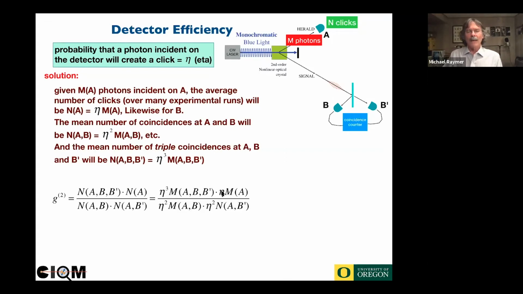But notice a magical thing happens. Here we have n cubed. Here we have eta cubed, eta squared, eta squared. Boom, they cancel. So this means it's a very nice experiment. Even if your detector is only 10% efficient, if you collect data, you still get the correct value of G2. It's a very important point in measuring quantum optical signals.